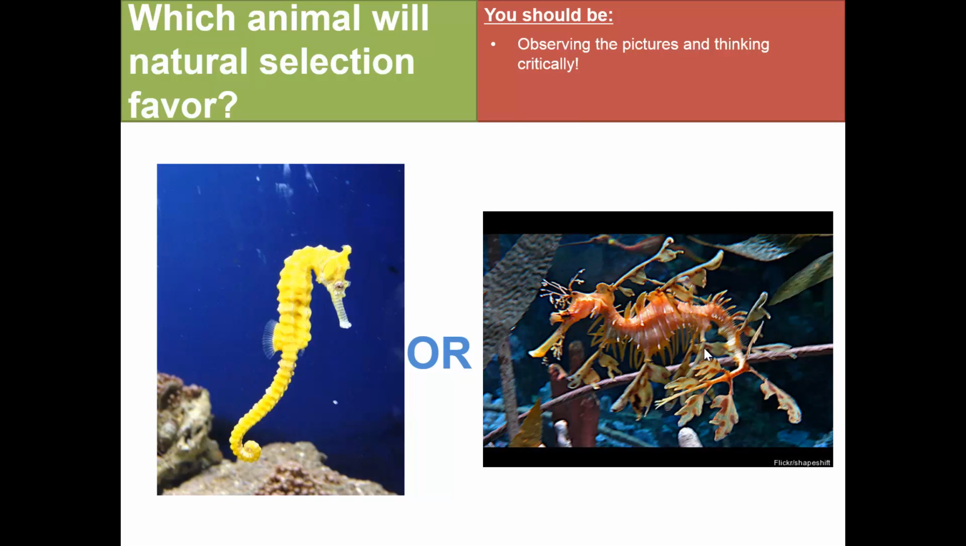Let's take a look at another. The seahorses that you see here, the one that's better able to survive is definitely the one on the right. It has the ability through an adaptation to look like a plant at the bottom of the ocean. The yellow one stands out very brightly and would be quickly eaten by predators. So natural selection would favor the one on the right.